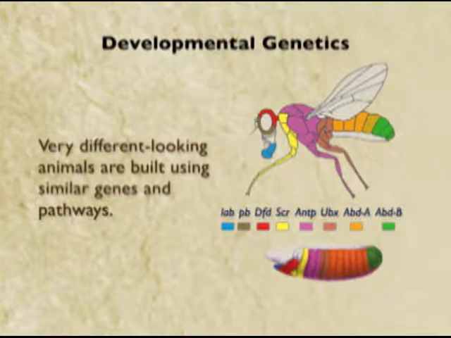So the blue genes here at the one end of the cluster are expressed at the head end of the embryo that's shown there in the bottom right. The colored genes in the middle are expressed in the middle of the embryo, and the green genes at the end of the cluster are expressed in the tail region of the embryo.